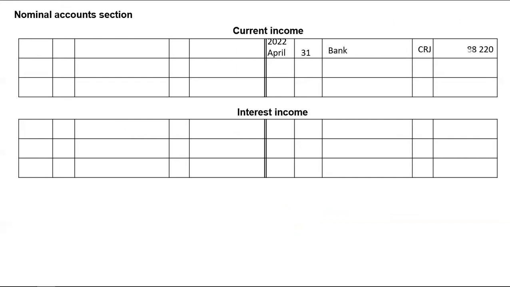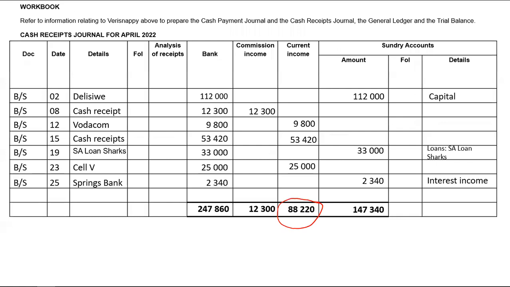Similarly with your interest income, it will go up on the credit side because it's income. Just to show you where that 2,320 comes from. It comes from the transaction that took place on the 25th of April. So that's why your interest income will go up by that 2,340, and it will go up on the credit side.